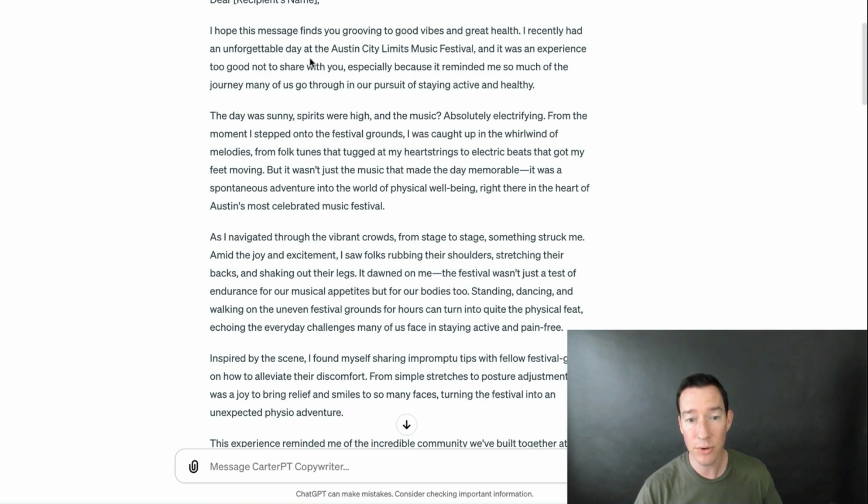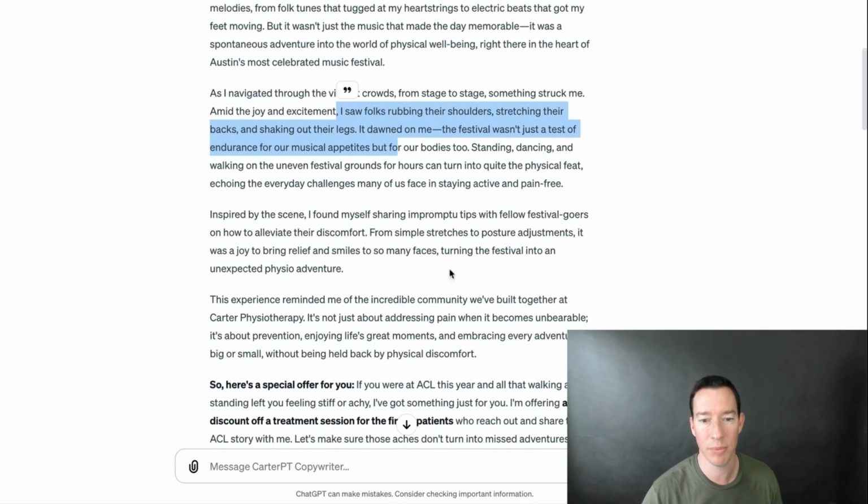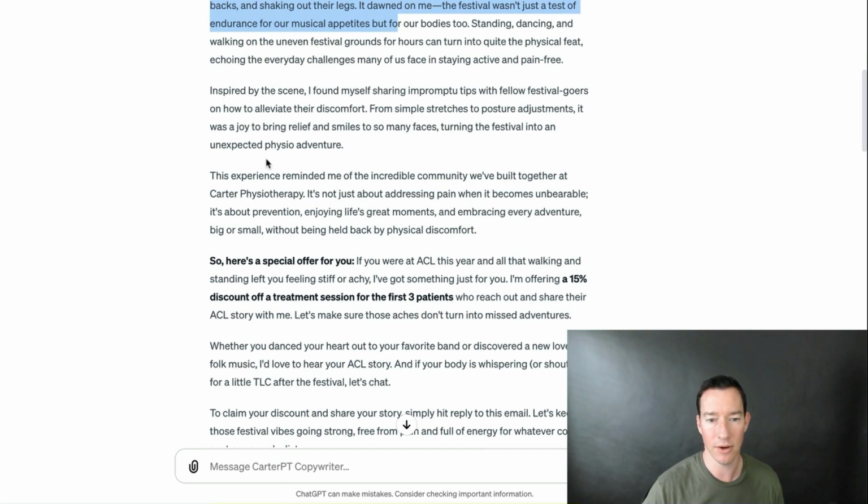It was an experience too good not to share with you, especially because it reminded me so much of the journey many of us go through in pursuit of staying active and healthy. And so it talks about the music, and then it goes into, I noticed people were rubbing their shoulders, stretching their backs, shaking out their legs, and that inspired me to give some impromptu tips to help alleviate discomfort. And this experience reminded me of the incredible community we've built at Carter Physiotherapy.